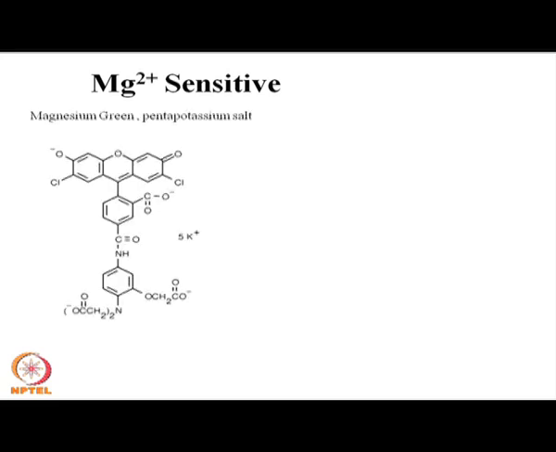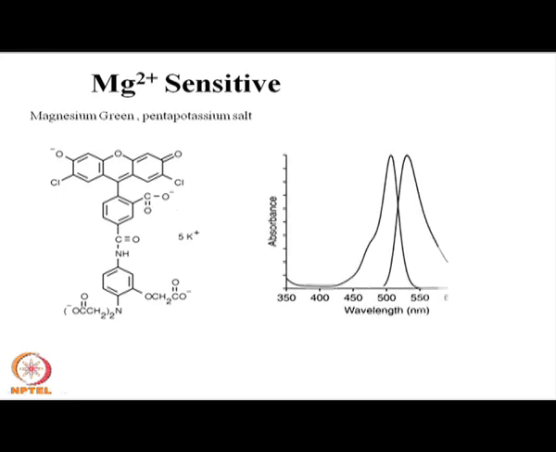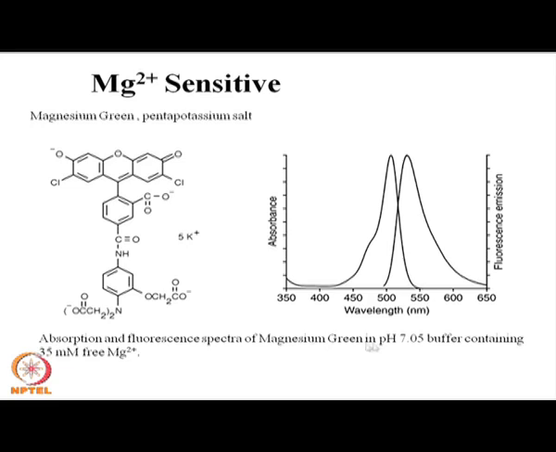Another example is a magnesium sensitive system, magnesium green pentapotassium salt. It is a similar type of system, fluorescein like. This is the fluorescence spectrum of magnesium green in buffer containing 35 millimolar free magnesium 2 plus. It is similar to fluo 3. You see that this is your emission spectra, this is your absorbance spectra. So, that can be used as a sensor for magnesium 2 plus.